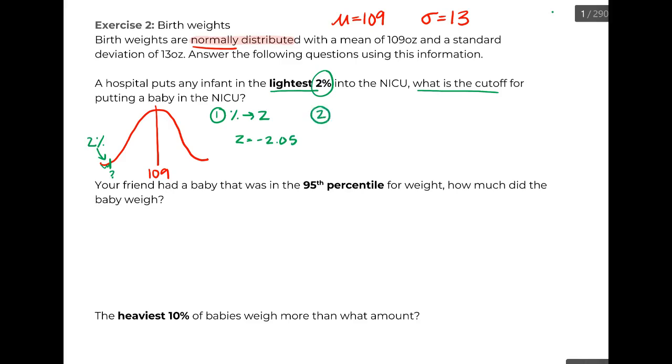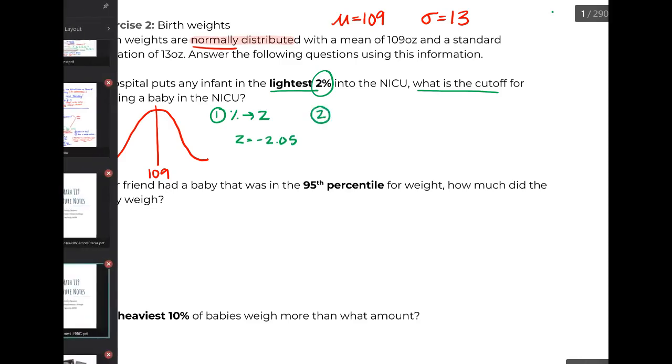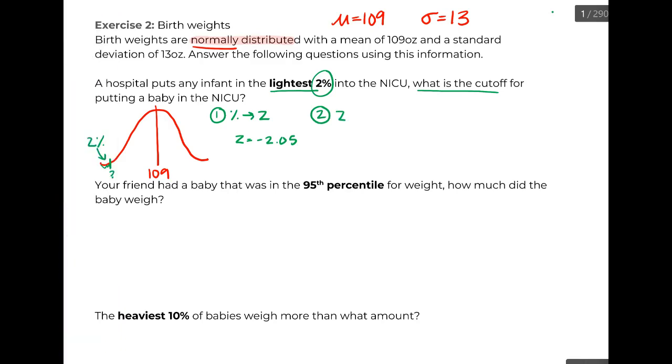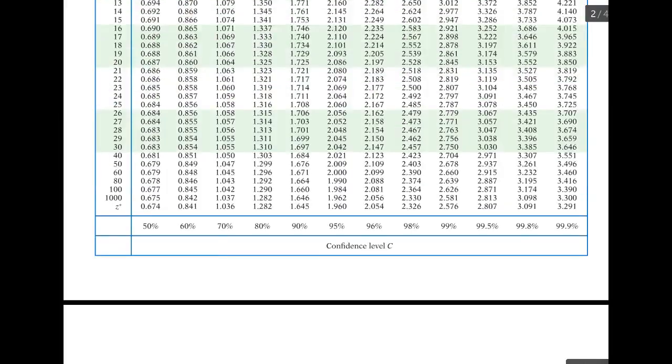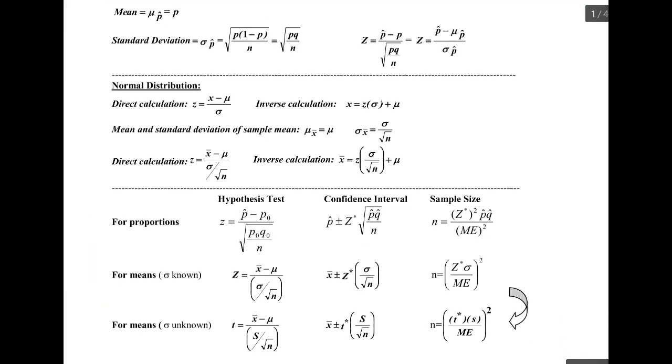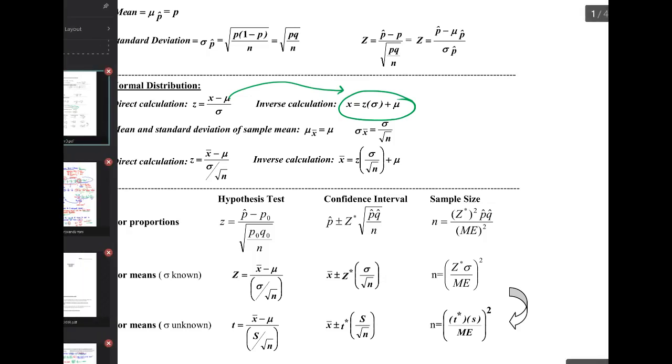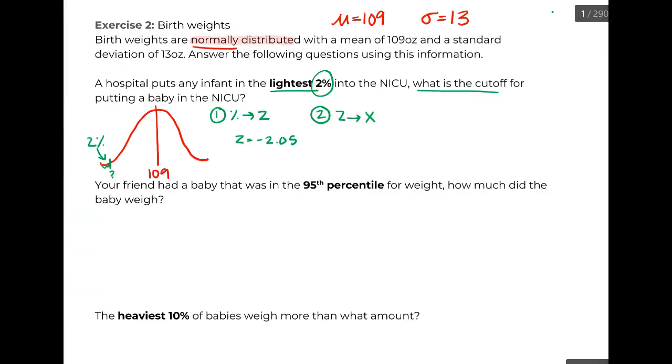And then your step 2 would be to calculate this. Last piece would be take that z and turn it into an x. Now you could use the z-score formula, but easier than that, I give you a formula sheet on the test. And if you see here, we actually have the inverse. So this is basically solved out for x. So you should use that formula. X is equal to z times sigma plus mu.